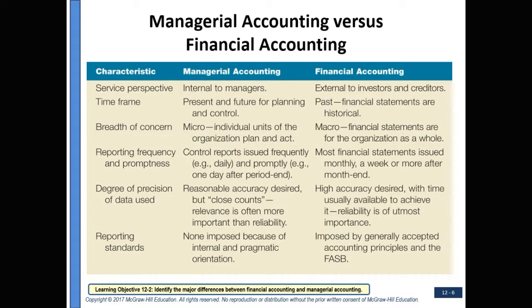Under financial accounting, the perspective is external, to investors and creditors. Its time frame is historical, and its breadth of concern is very macro, over the entire organization. Financial accounting is reported monthly, typically a week or more after the accounting period ends. Reliability is very important, and high accuracy is absolutely desired. The reporting standards are established by GAAP, and financial statements must be prepared using prescribed formats.